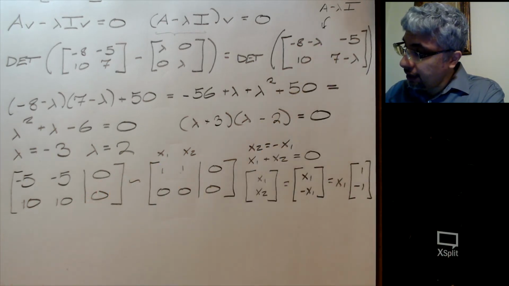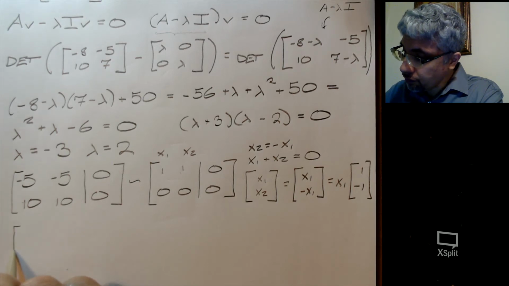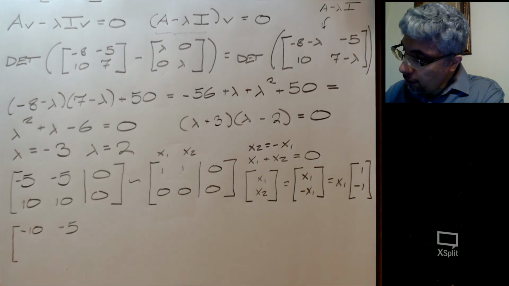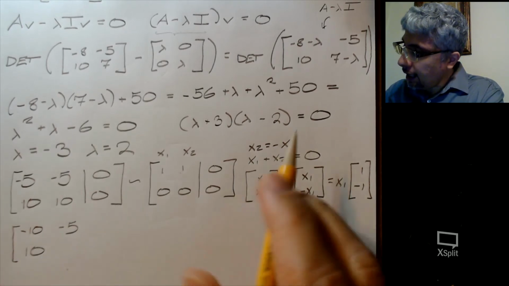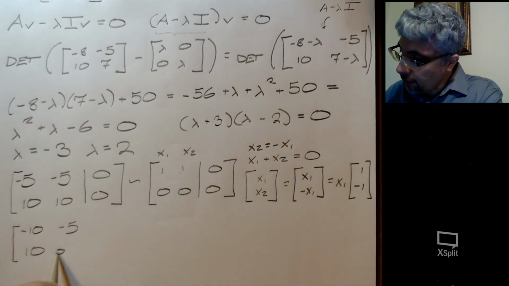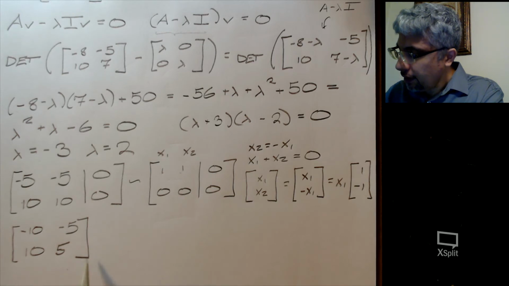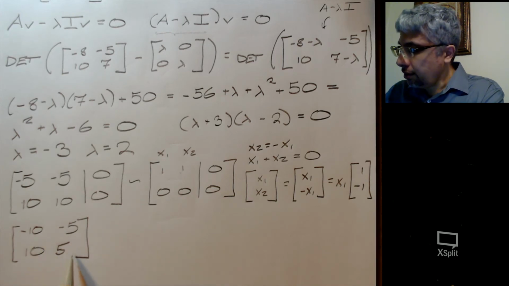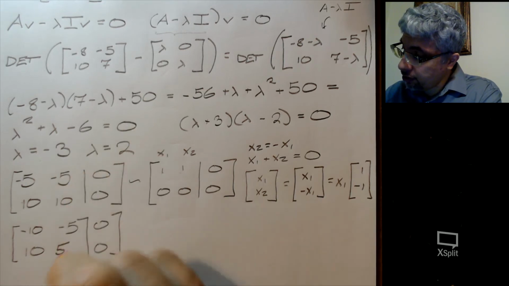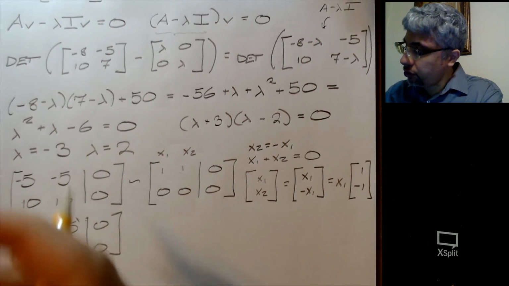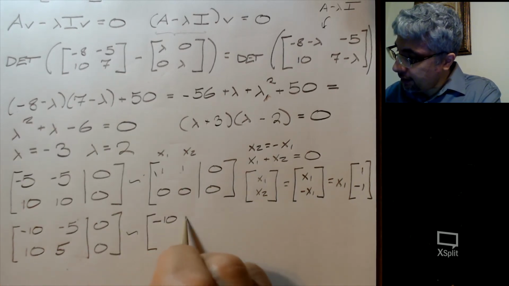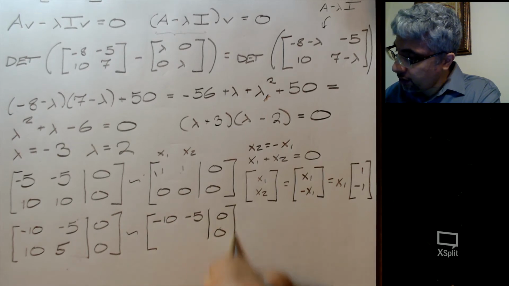So then I want to now plug in 2 into here. So here I get minus 8 minus 2. And here I get 10. And now I get 7 minus 2, positive 5. So what can I do? Well, I can add row 1 to row 2. Oh, and I want to find the null space of this, actually. So I add row 1 to row 2. And I just get this, minus 10, minus 5. Of course, I could have done this in one step if I wanted to.